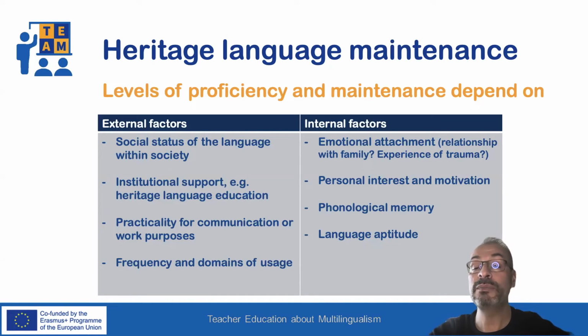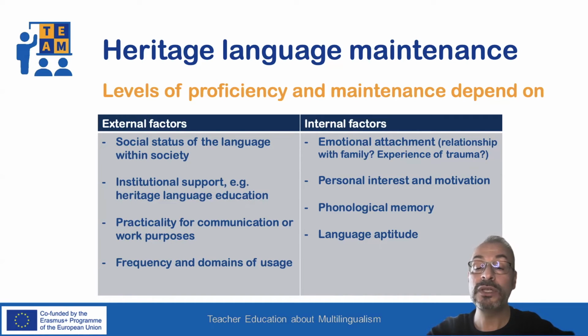If the heritage language is being taught and learned in the school, then this can lead to a better proficiency in children. The third external factor is the practicality for communication in everyday life and at work. If people can see the heritage language on a daily basis and can use it within the community and at work, then they are more likely to achieve a higher proficiency. This is linked, of course, to the frequency of use and also the domains of use.